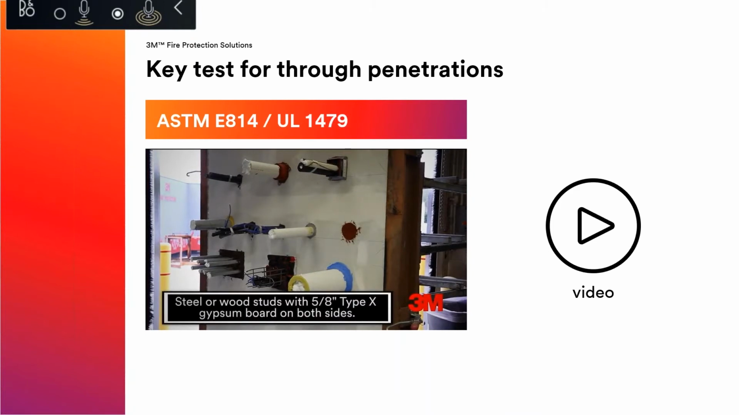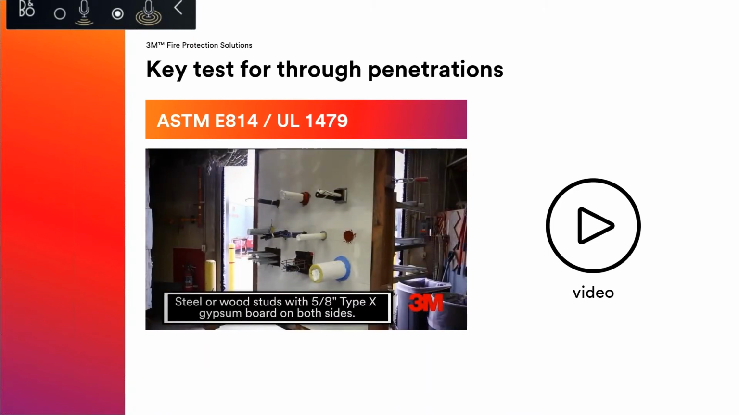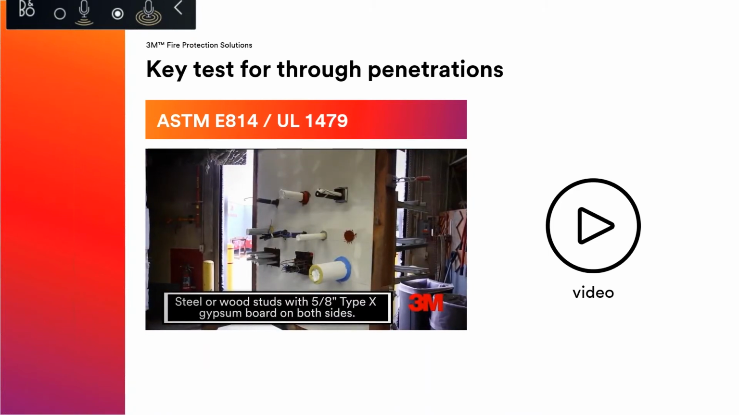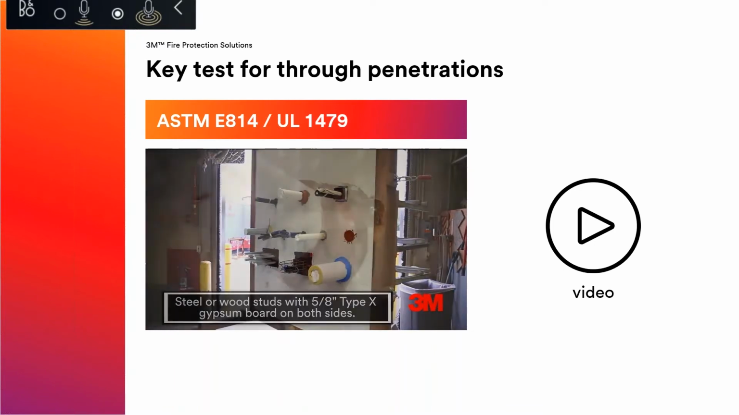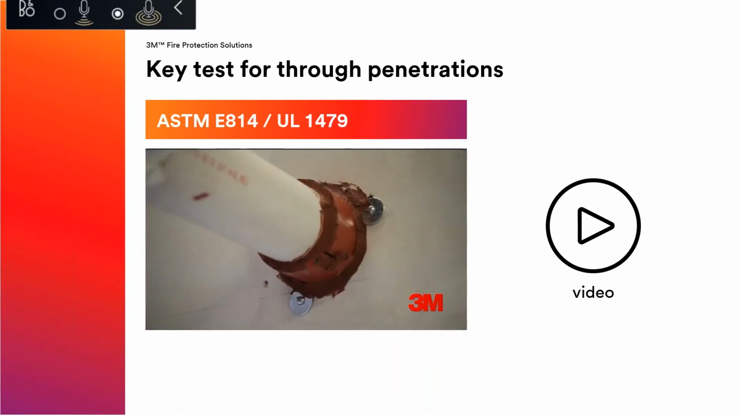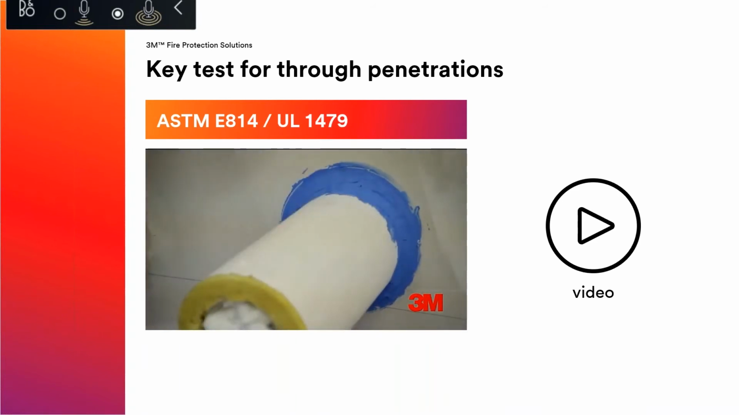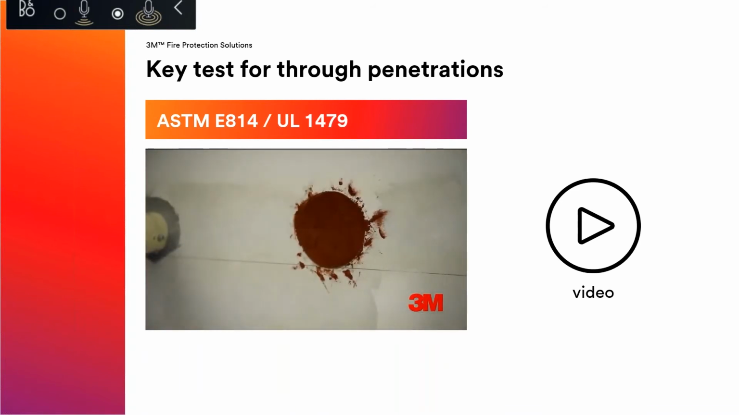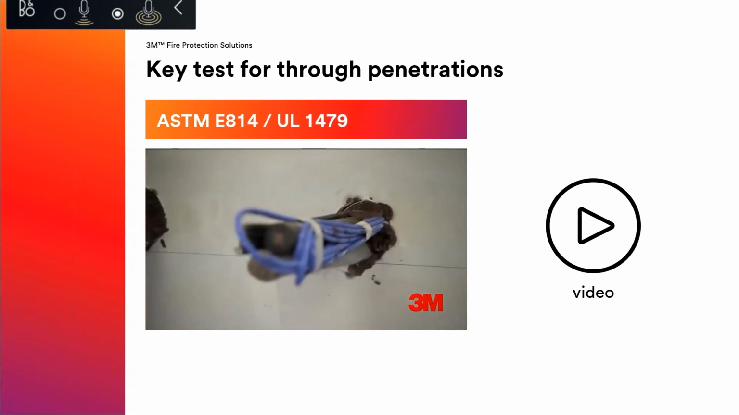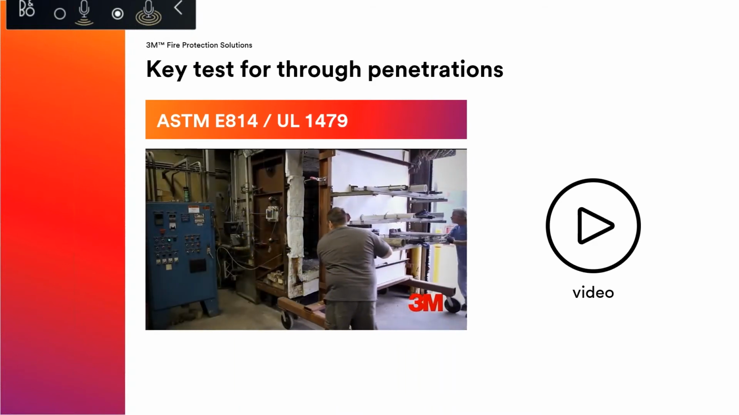Here we have a simple wall, right, with a variety of different types of penetrations. Plastic pipe with a collar, little cable tray with some pillows, insulated pipe, blank opening, bundle of cables. This gives you an idea.